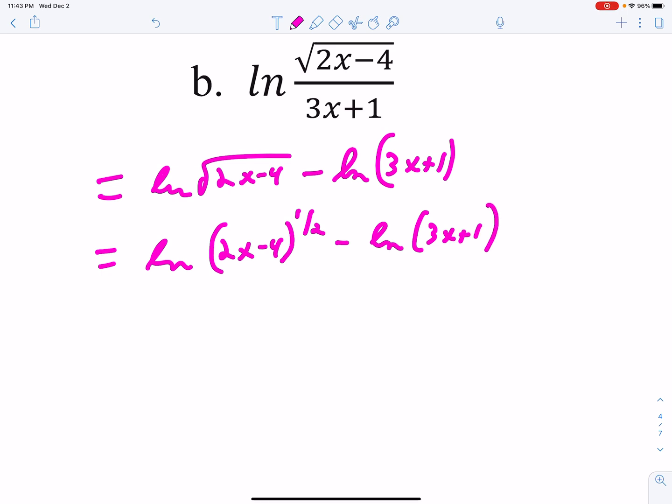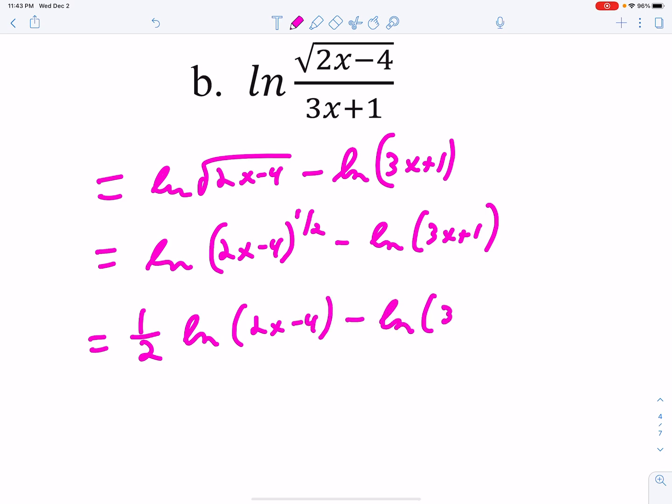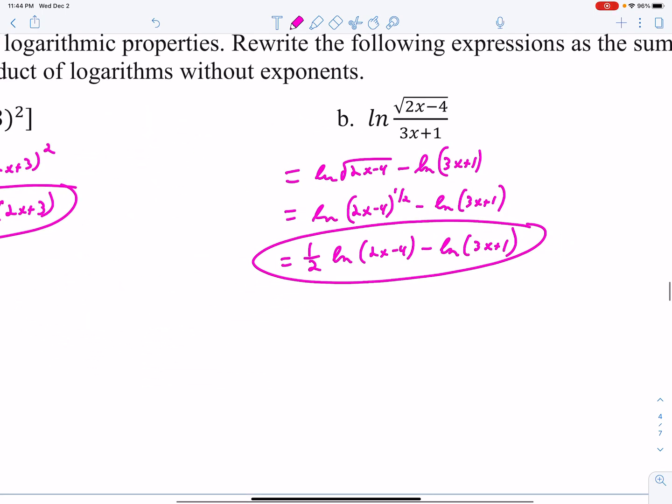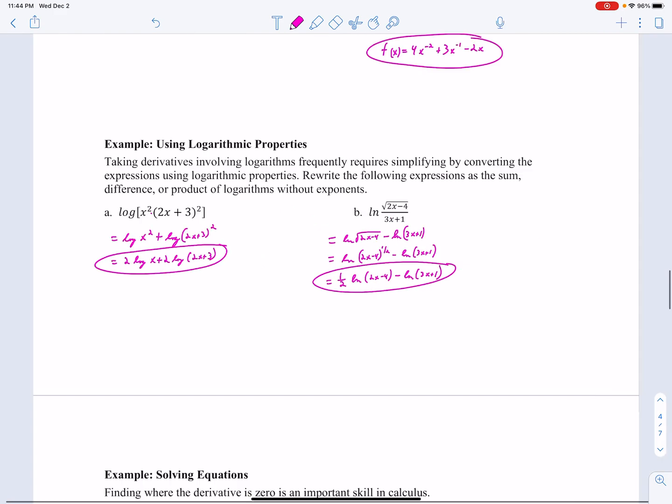And again, these are skills for calculus. You'll see why this is important in calculus. So that 1/2 can come to the front because of the rules of logarithms. So we'll say 1/2 natural log of 2x minus 4 minus natural log of 3x plus 1. And finally, there you go. Logarithms expanded out. All right. Almost done with this section here.